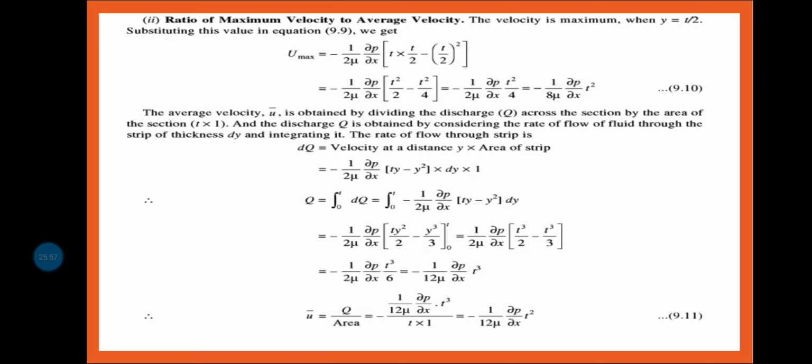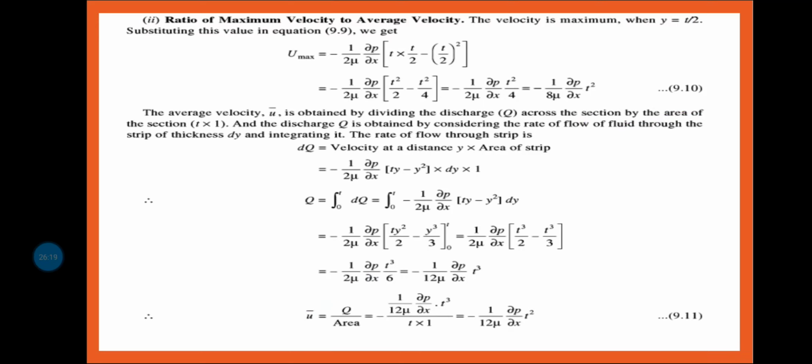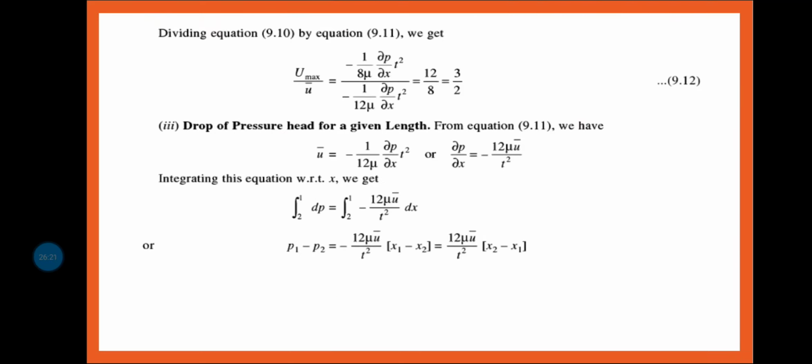Now U bar, the average velocity, is equal to Q by area. The area is equal to t into 1. So ultimately, U bar is equal to minus 1 by 12 mu del p by del x into t square. This is the average velocity.